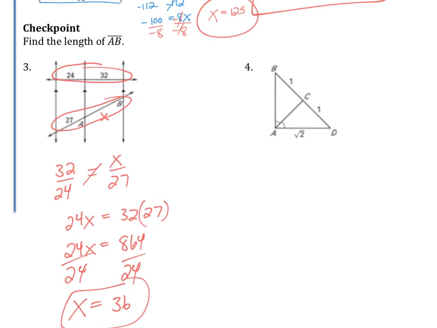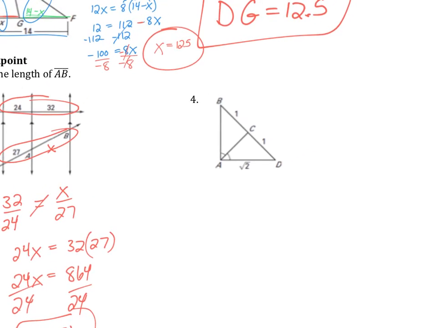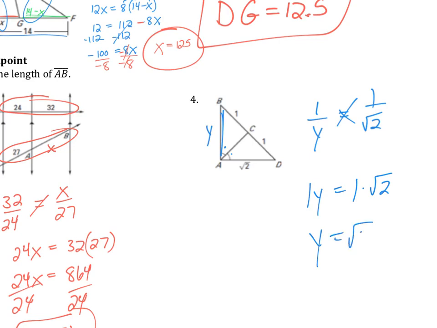And then if we go over here to number 4, we're trying to find AB, so we'll call AB Y this time. We're looking to find this side length. And we can see this is an angle bisector. It cuts it into 2 equal angles. So our fraction should be 1 over Y equals 1 over the square root of 2. And if we cross multiply, we get 1y equals 1 times square root of 2. So y equals the square root of 2.